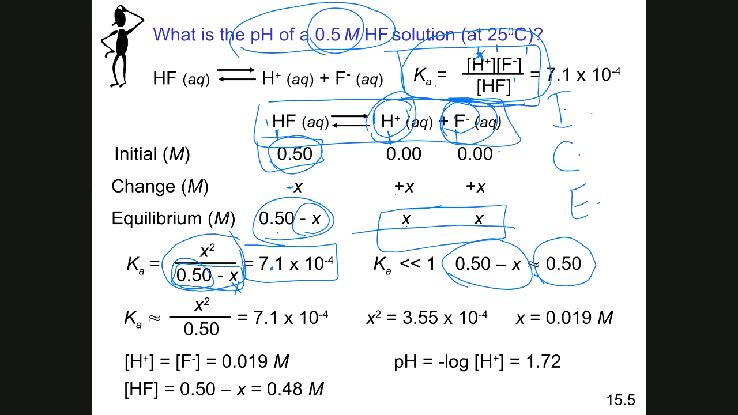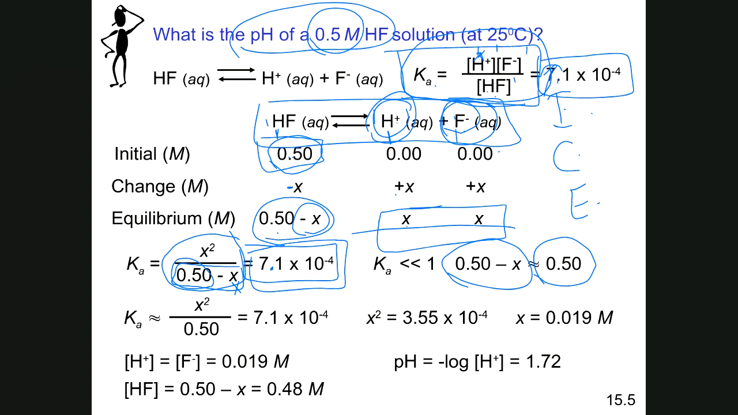The 7.1 times 10 to the negative 4 is a constant number, and it will be given to you, unless everything else is given and that is the question, maybe for a different temperature. If you have the concentrations of X and HA, then you can find it at a different temperature. But this is a constant number, and it will be given to you, 7.1 times 10 to the negative 4.